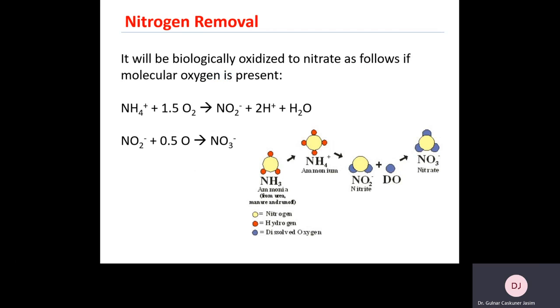Ammonium might be biologically oxidized to nitrate if there is molecular oxygen present. You can see the equation here, how ammonium ion is converted to nitrate. And in the presence of oxygen, it is further converted to nitrite ions. So you can see here some of the molecular changes of nitrogen-related ions in the slide.